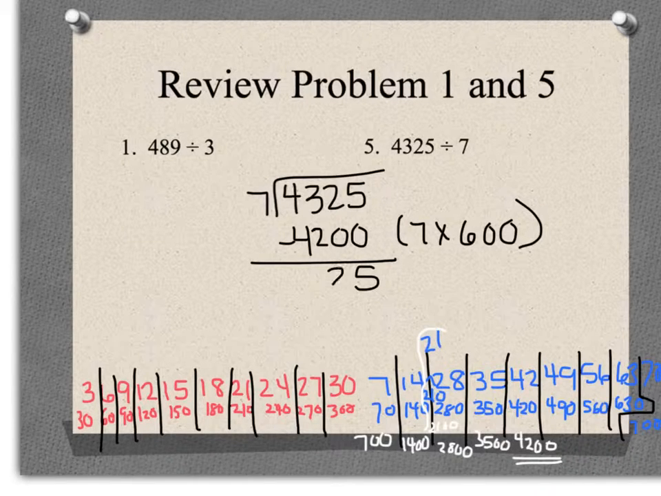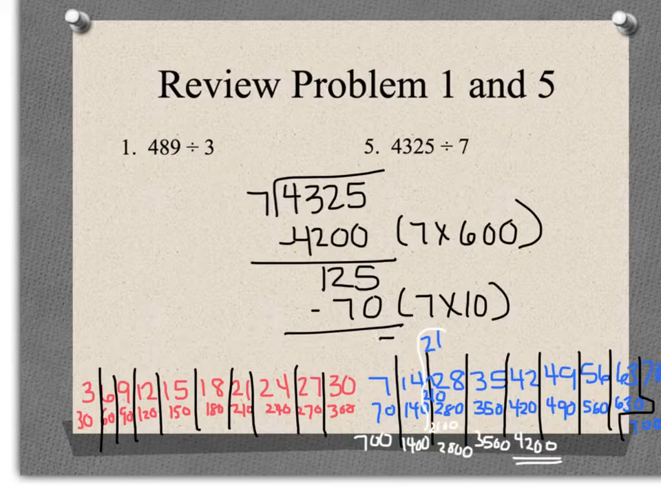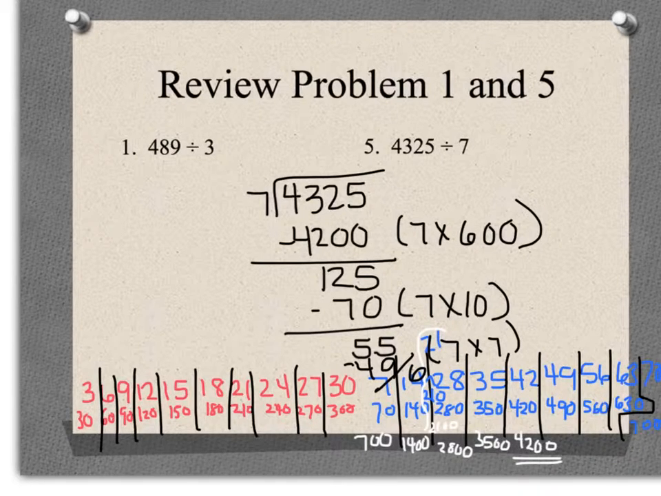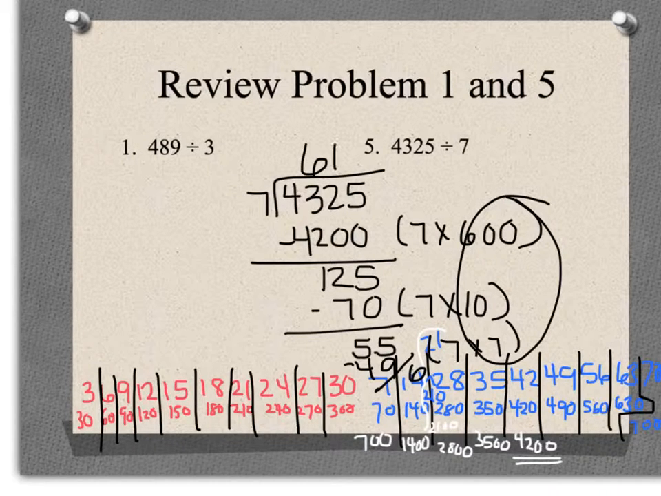Now I'm left with 125. From 125, I can't even use 140. I'm just going to subtract 70, which represents 7 times 10, leaving me 55, which brings me back to 7 times 7, which is 49, which is where I get my remainder of 6. I get 617, remainder 6.